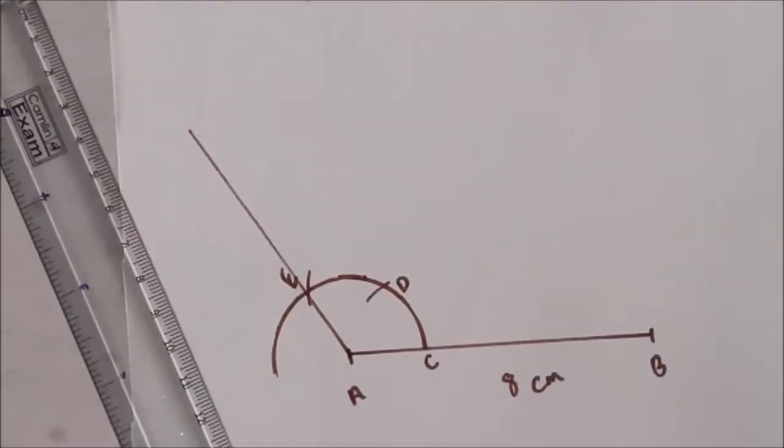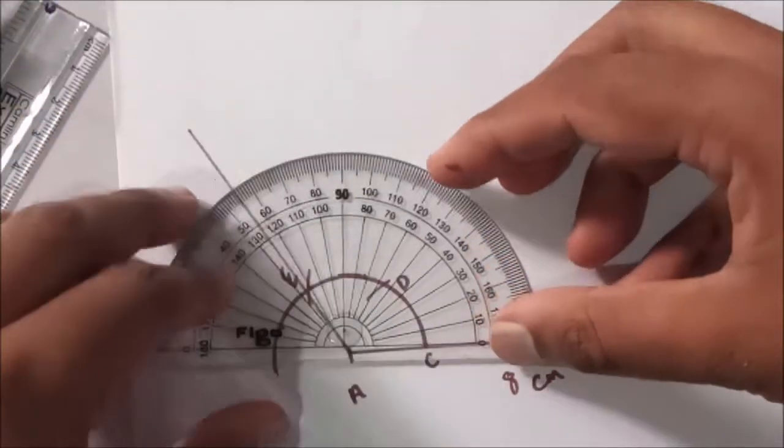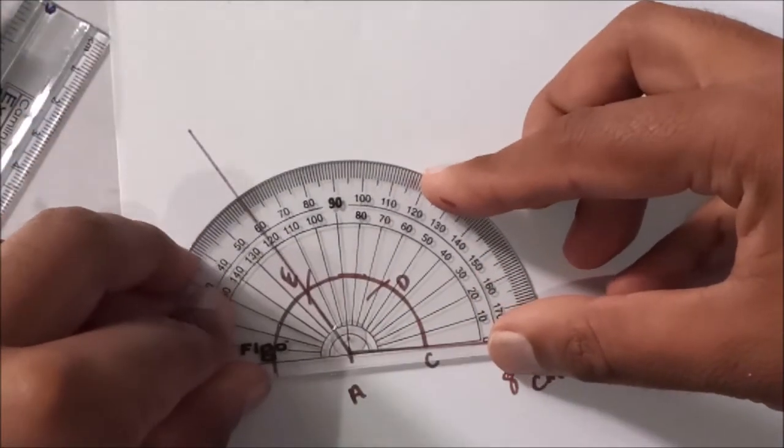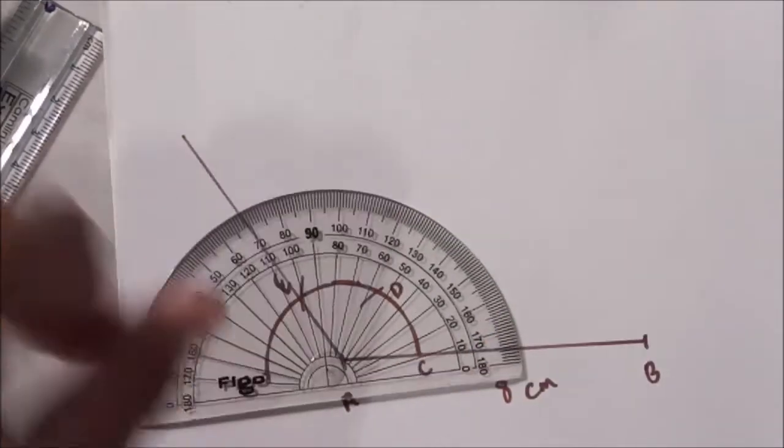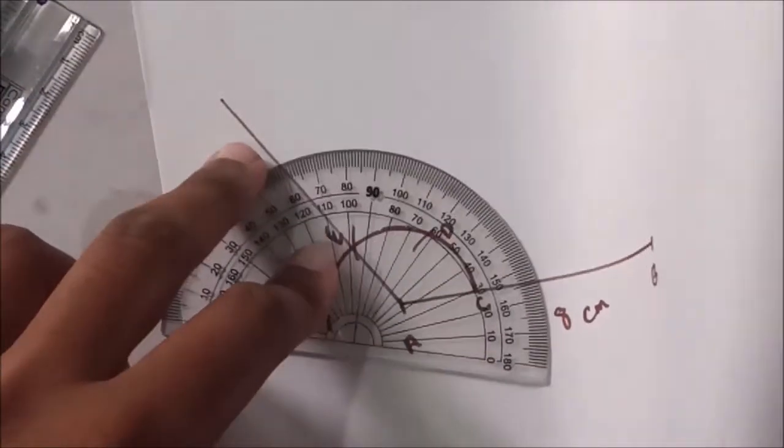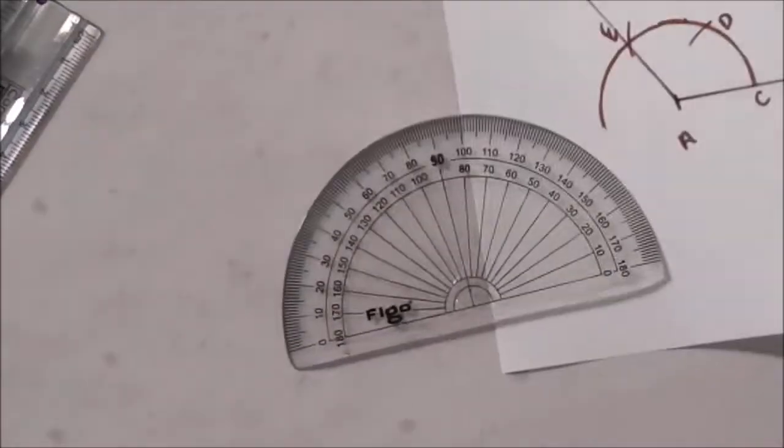Okay, so I'm just going to measure the angle. It is 120 degrees. It's an obtuse angle. So next thing, I'm going to construct 90 degrees. Constructing 90 degrees is a very important one.